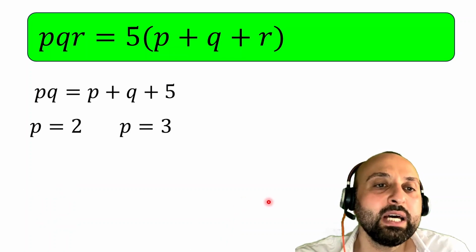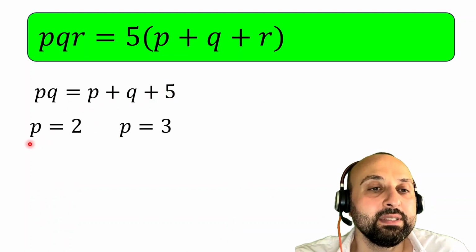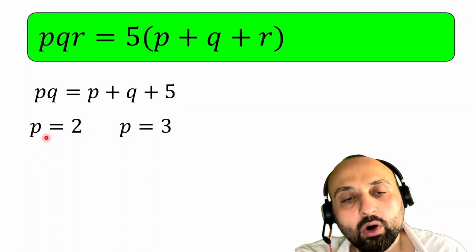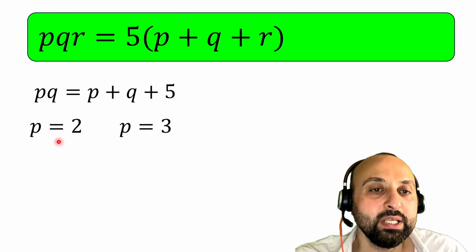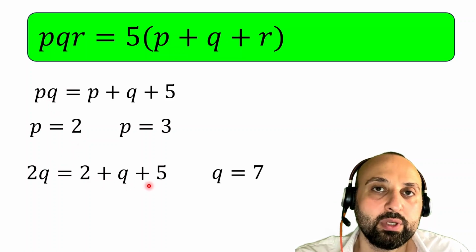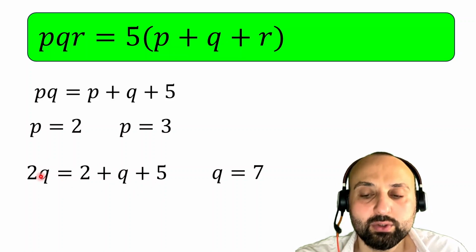All right, so we know that p times q is equal to p plus q plus 5, and we said that p cannot be equal to or larger than 5. Therefore, p has to be equal to 2 or 3. If p is equal to 2, we put it in the equation: 2 times q is equal to 2 plus q plus 5. The q's combine and q becomes 7. So that is one solution.